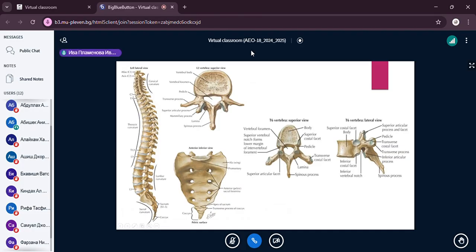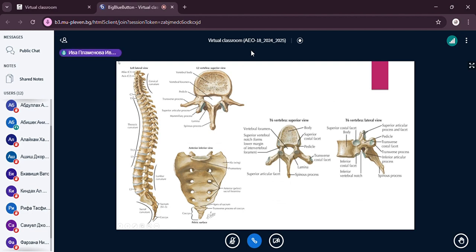And I told you that the notches of 2 adjacent vertebrae form intervertebral foramen. Here is the superior notch, here is the inferior, and that's the intervertebral foramen. That's the sacrum. We'll talk about each bone on the next slide.